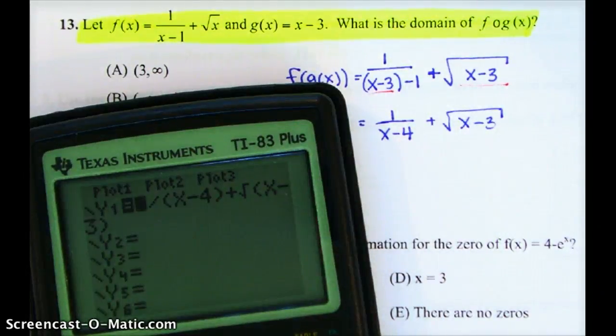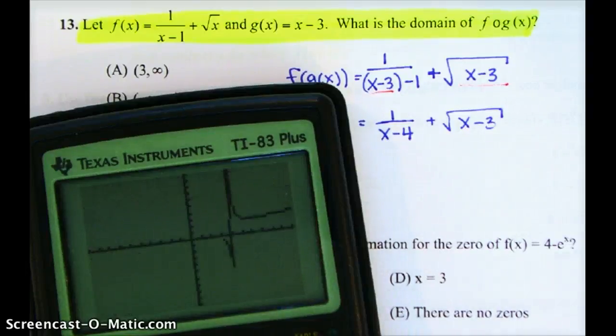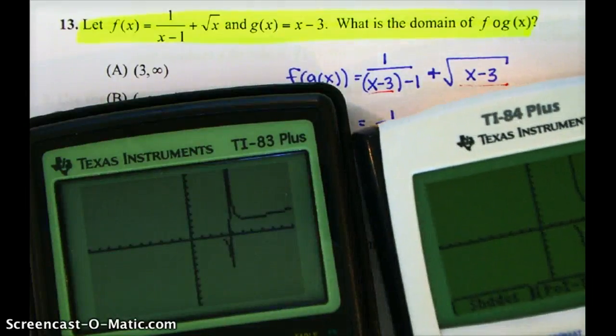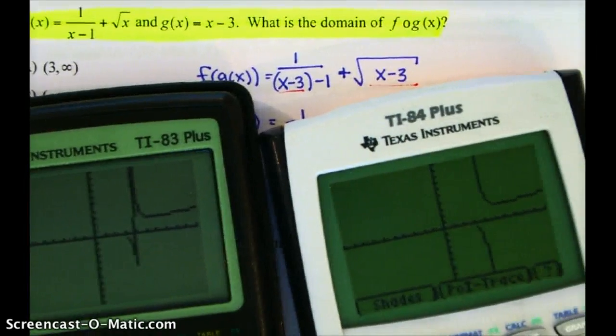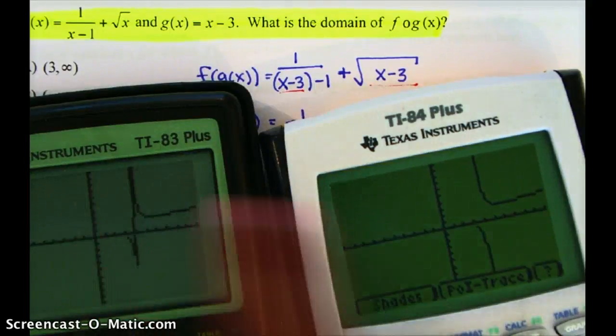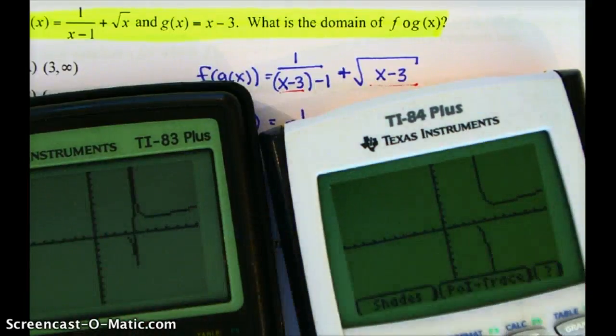Let's take a look at what the graph looks like. This is the graph on a TI-83. The 84 gives me a slightly different picture. Both of them are misleading in a certain way. So pause the video and adjust your window. We want to get a closer picture of what's going on right in this area so we can start to tease out what we should trust or not trust.